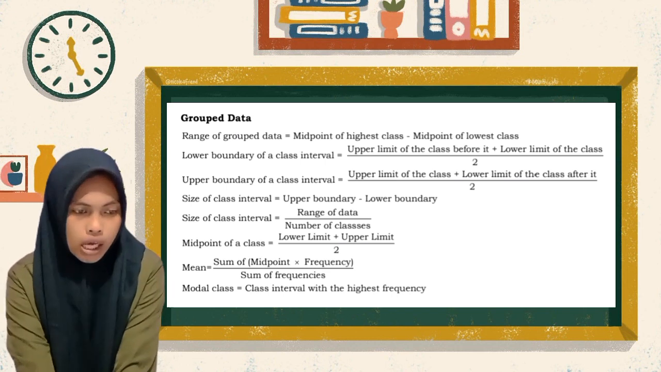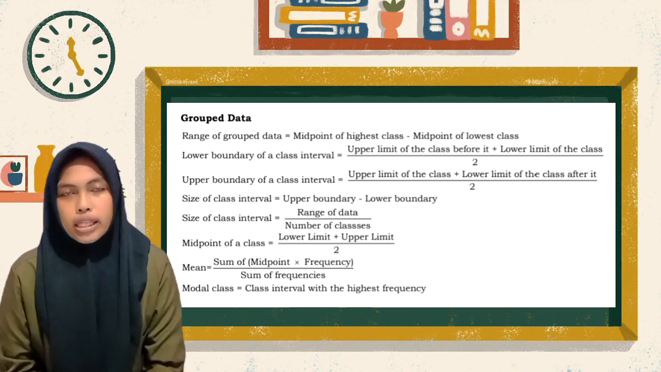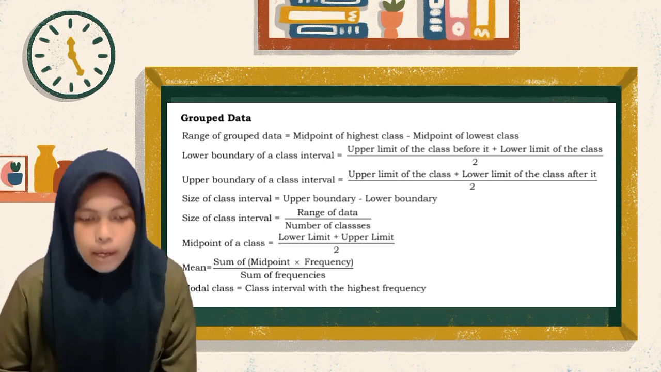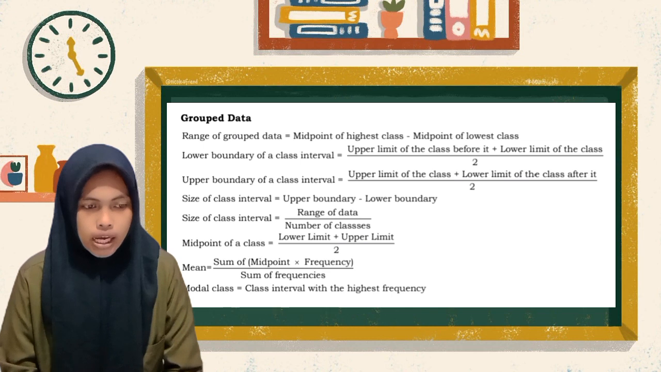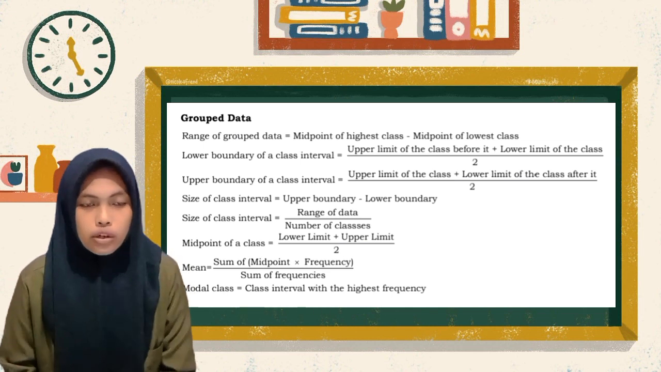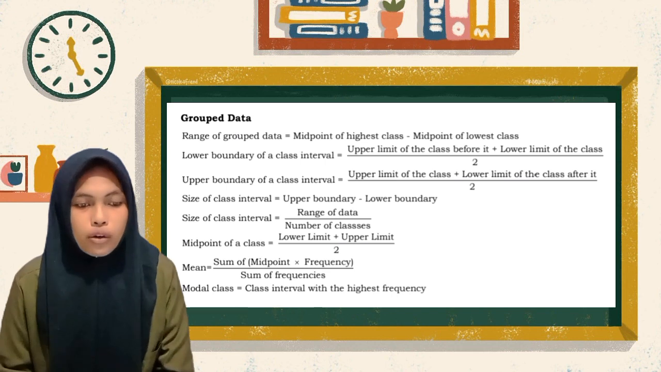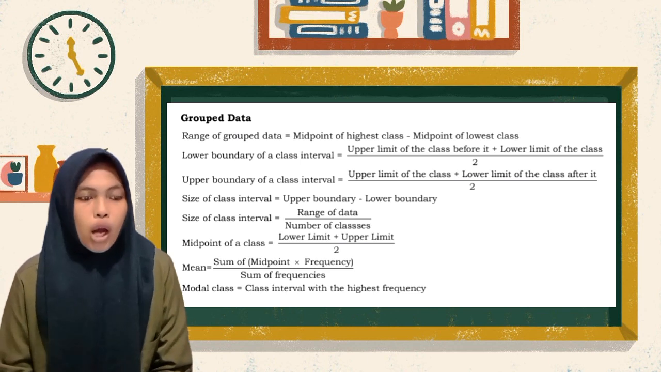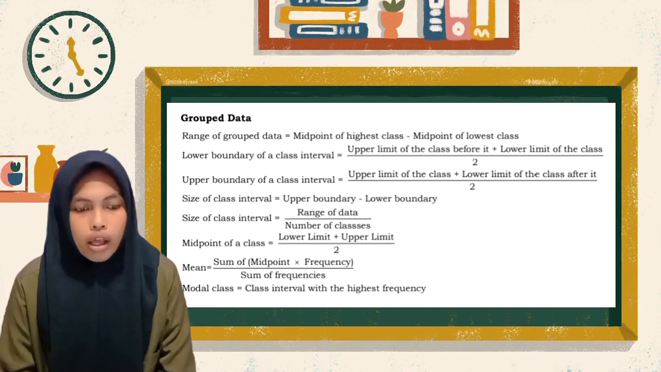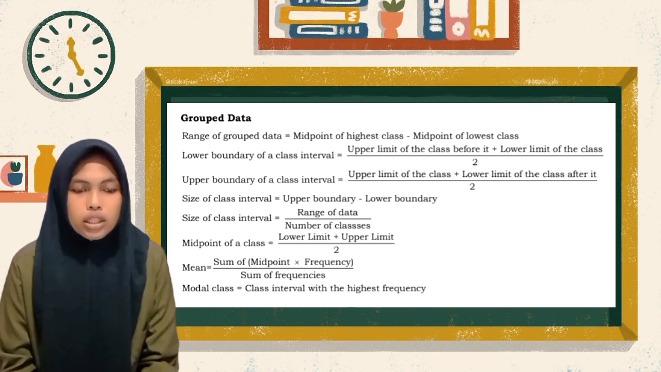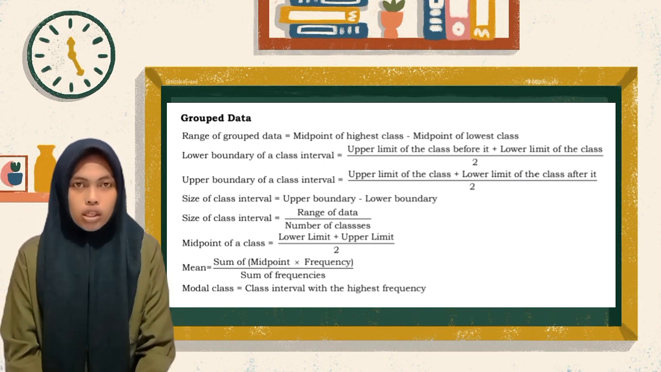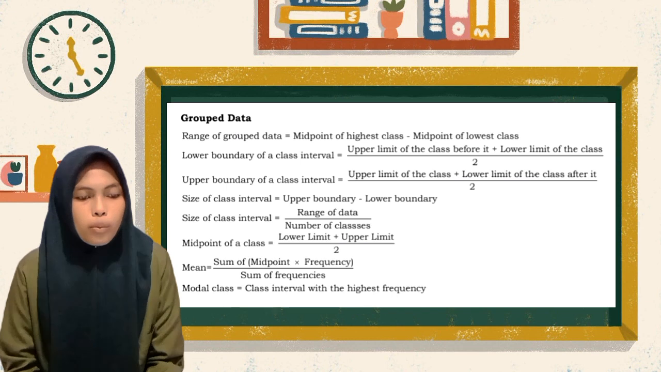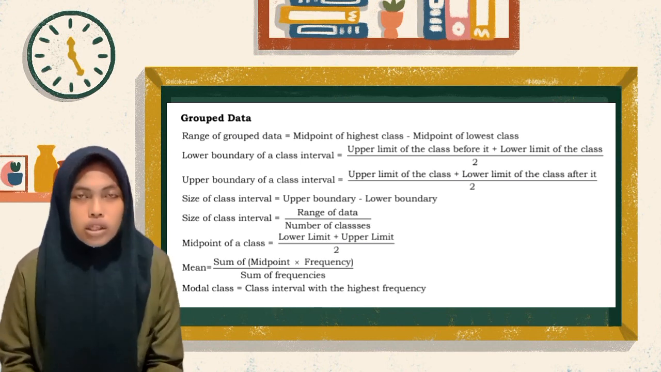Formulas for grouped data: range of grouped data equals midpoint of highest class minus midpoint of lowest class. Next, lower boundary of a class interval equals upper limit of the class before it plus lower limit of the class, over 2. Upper boundary of a class interval equals upper limit of the class plus lower limit of the class after it, over 2. Next, size of class interval equals upper boundary minus lower boundary.